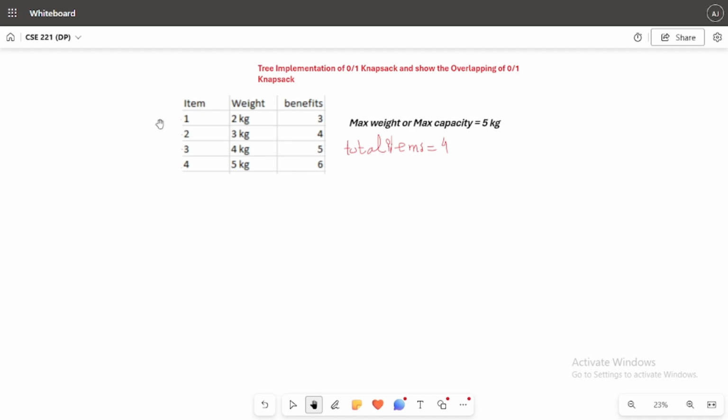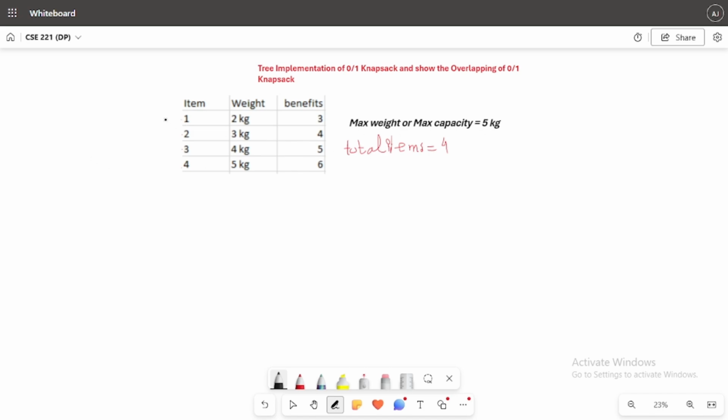In this table, we can see there is item, weight and benefits, right? Now, what is the max weight? It is given, which is 5 kg. If it's not given, then we have to find it from that table, and we can see it is also 5 kg, then it is the max weight. But we have been given that the max weight is 5 kg.